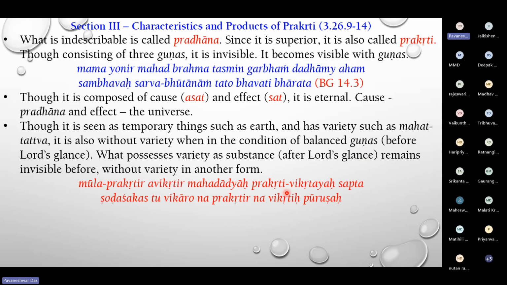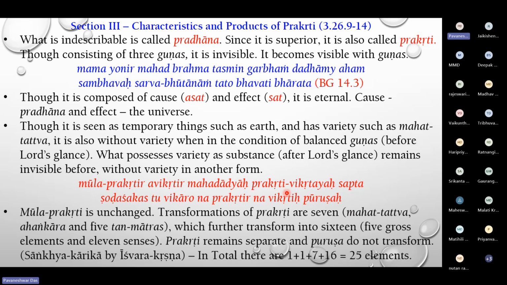Mulaprakritir avikritir mahad-adyah prakriti-vikritayah sapta, shodashakas tu vikaro na prakritir na vikritih purushah. This is a verse from Sankhya Karika by Ishvara Krishna, the traditional Sankhya scripture, in which it is said that the Moola Prakriti remains unchanged. The transformations of Prakriti are 7. What are the 7? Mahatattva, Ahankara, Shabda, Sparsha, Rupa, Rasa, Gandha. Purusha does not transform at all. So in total, there are 1 plus 1 plus 7 plus 16, 25 elements.